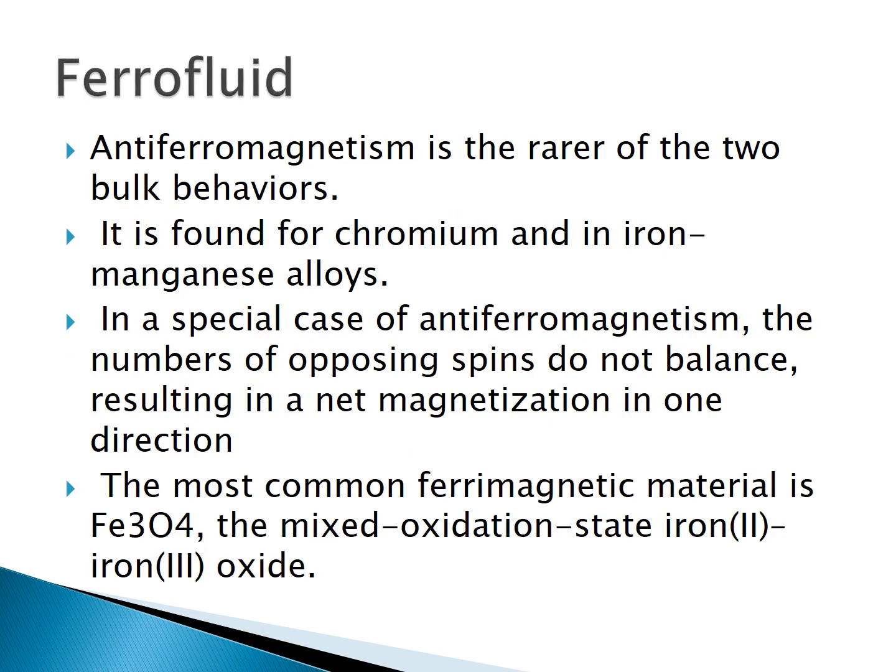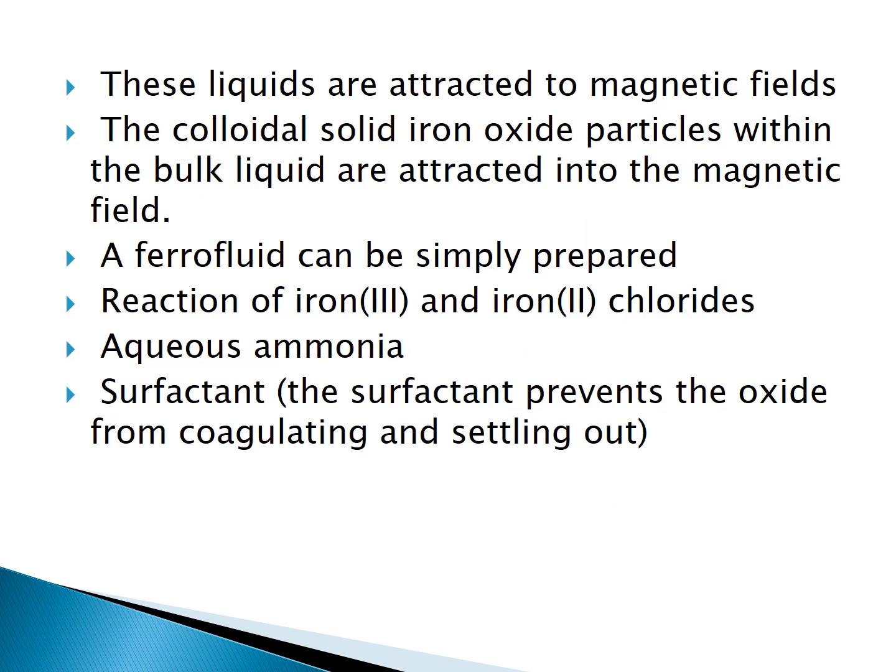Ferrofluid. Ferrimagnetism is the rarer of the two bulk behaviors. It is found most in chromium and in iron-manganese alloys. In the case of ferrimagnetism, the opposing moments do not balance, resulting in a net magnetization in one direction. The most common ferrimagnetic material is Fe3O4, a mixed oxidation state of iron 2+ and iron 3+ oxide, in which iron is present in the 3+ form.